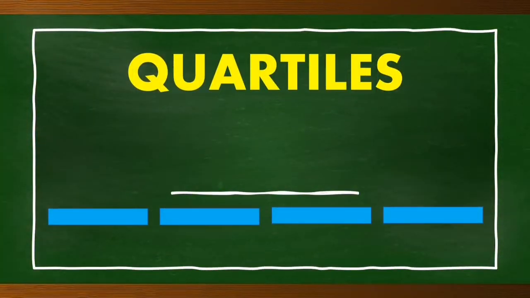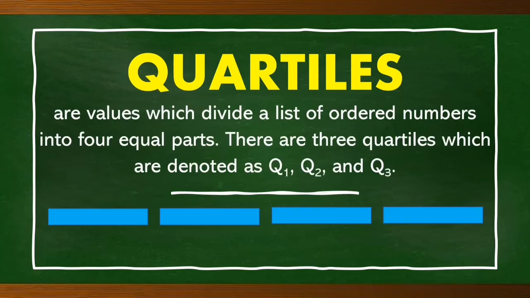Now let us discuss the first measure of position, the quartiles. Quartiles are values which divide a list of ordered numbers into 4 equal parts. There are 3 quartiles which are denoted as Q sub 1, Q sub 2, and Q sub 3. Will you read it again?